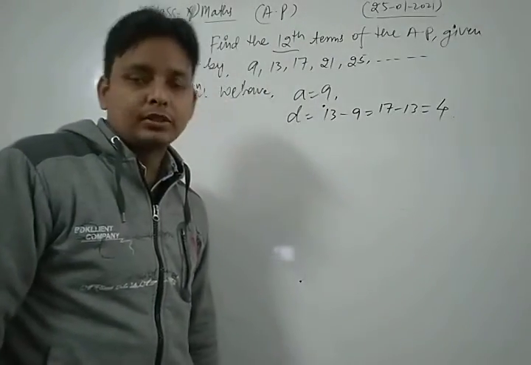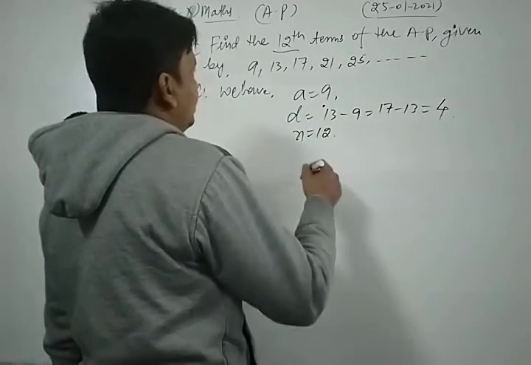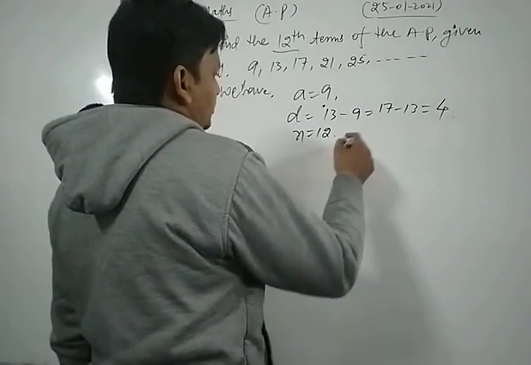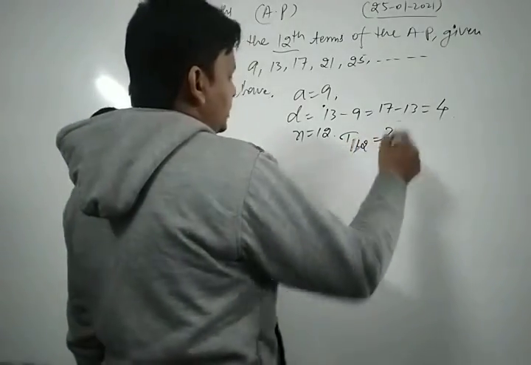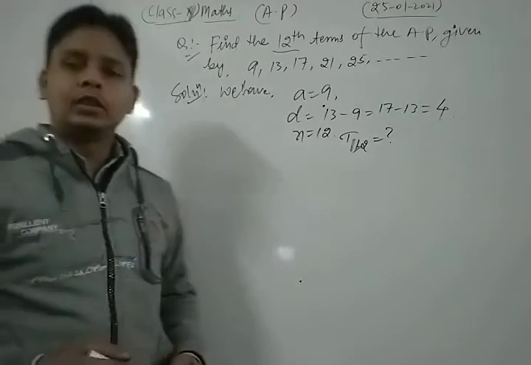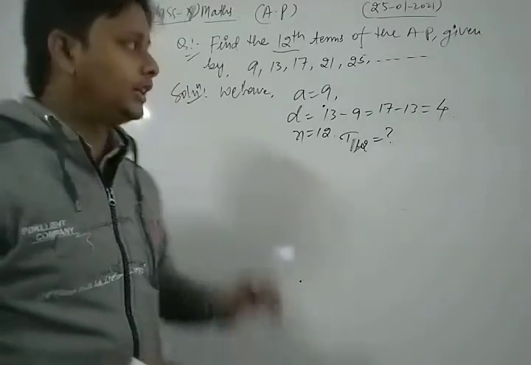So here the number of terms is 12, so n is 12, and we find the 12th term, which means T12. Now dear student, first of all we write the nth term.